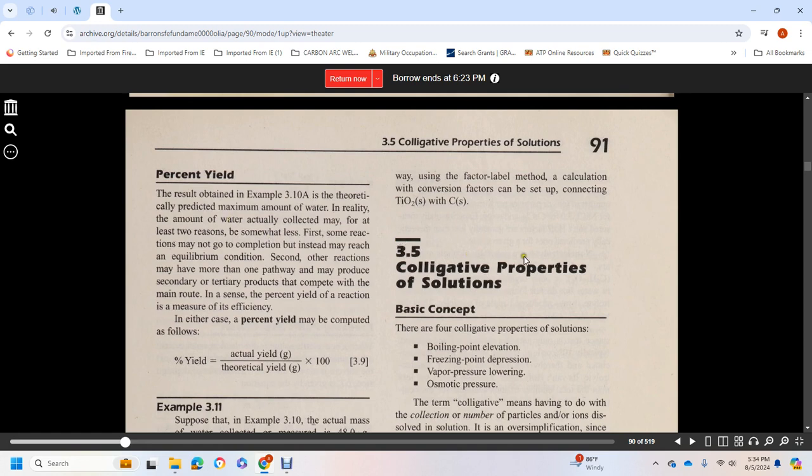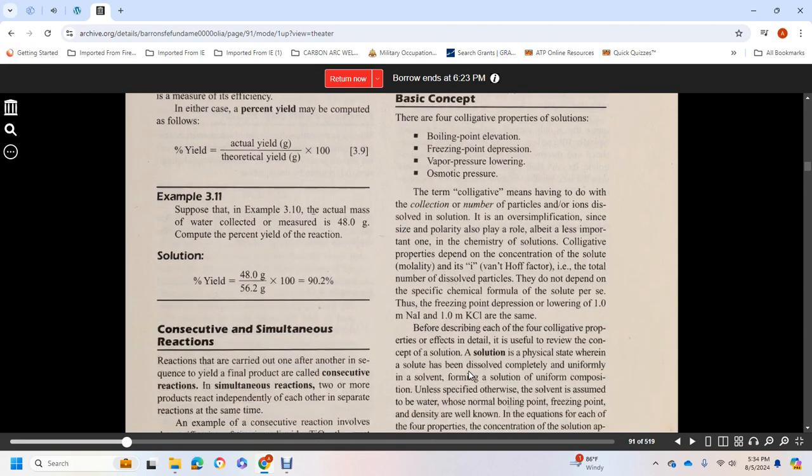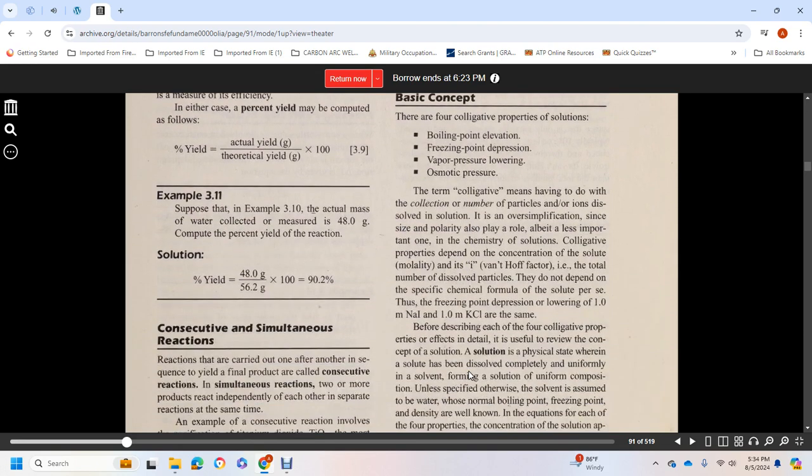Alright, colligative properties of solutions. There are 4 colligative properties of solutions: boiling point elevation, freezing point depression, vapor pressure lowering, and osmotic pressure. The term colligative means having to do with the collective number of particles or ions dissolved in the solution. As an oversimplification, the size of the particles may also play a role. This is important: a colligative property depends on the concentration of solute, molarity, and i, the Van't Hoff factor, the total number of dissolved particles, depending on the specific chemical formula of the solute per se.